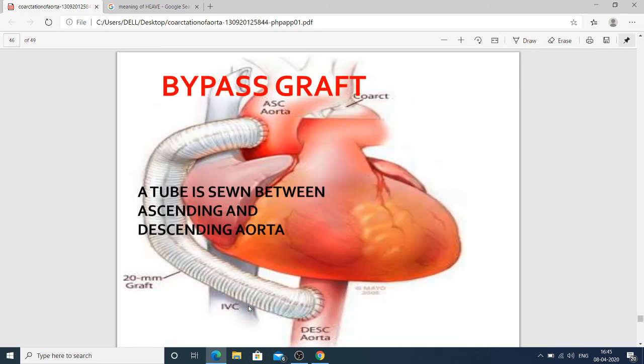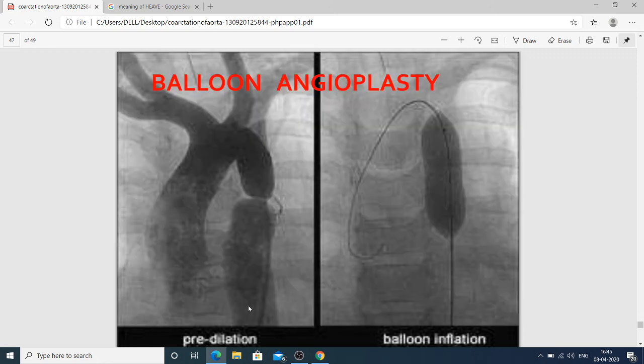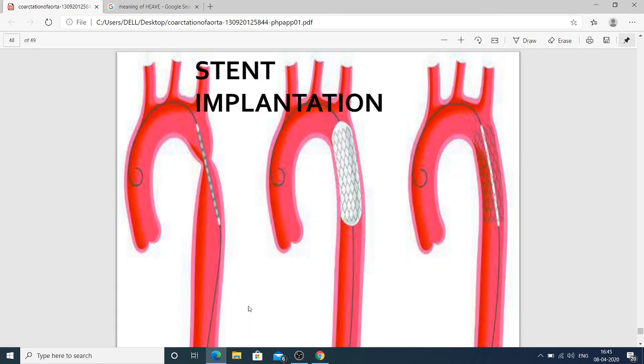After that, bypass graft: a tube is sewn between the ascending and descending aorta, and balloon angioplasty is also prescribed in this. After that, stent implantation is also done to remove the narrowness of the arch.